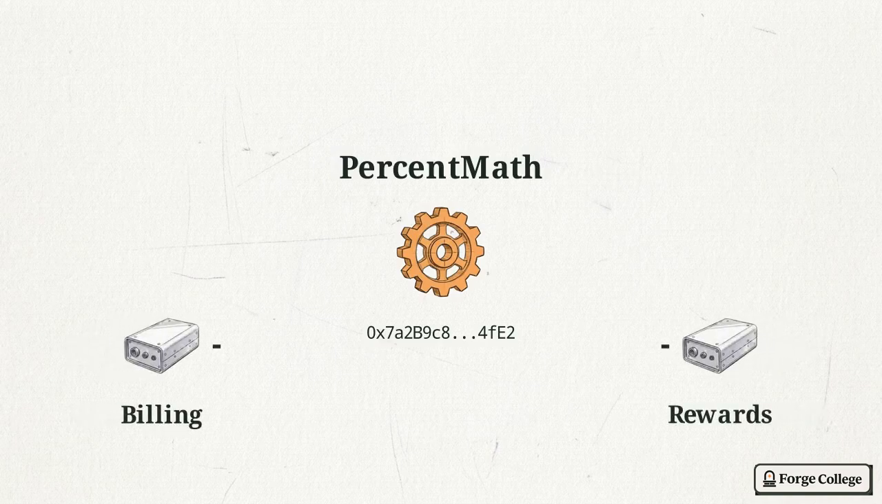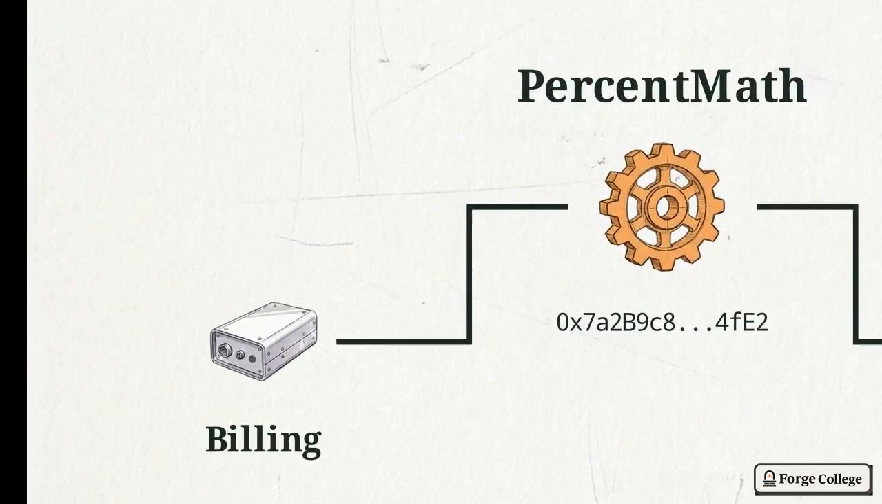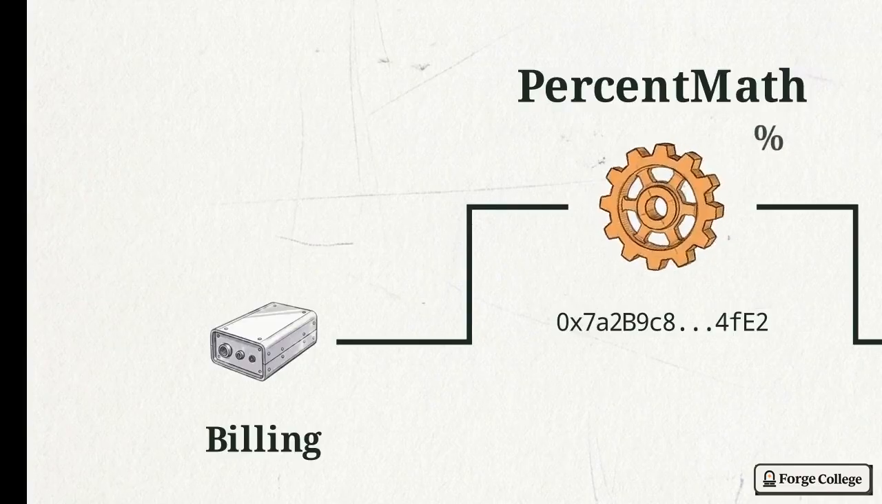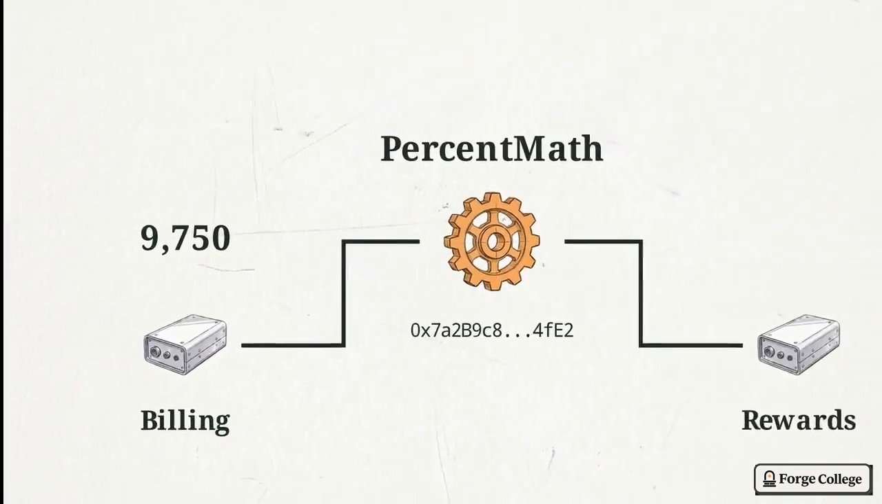During deployment, the compiler effectively solders the wires together, linking the specific address of the central hub into our new contracts. We can prove this linkage works by running a test call in our script. We ask the billing contract to process a value of 10,000 with a fee of 250 basis points, which is a 2.5% fee. The contract sends those numbers down the wire. The central library does the pure math. It subtracts the fee and safely returns the correct net amount of 9,750 straight back to the billing contract.